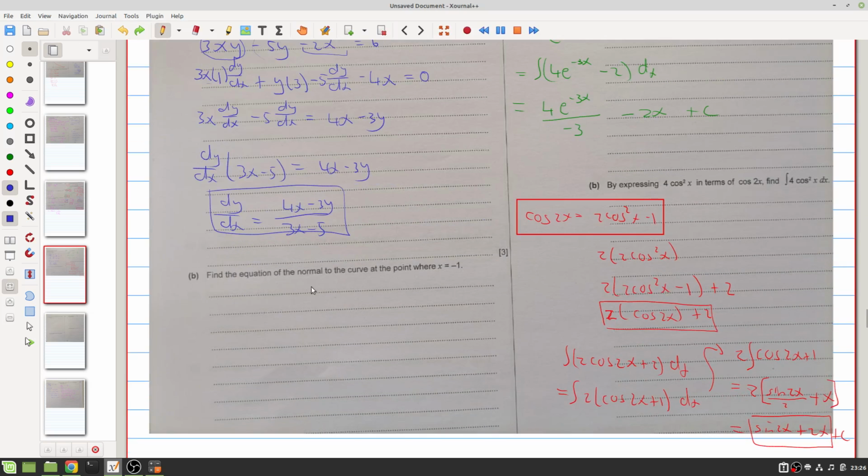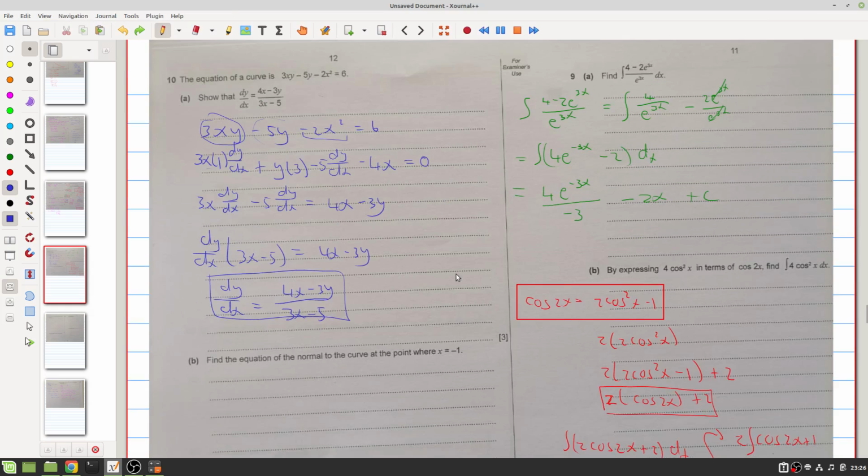Okay, now find the equation of the normal to the curve at the point where x equals 1. What does the normal mean? That's the opposite of a tangent in some sense, right? So let's say we have a curve. Then if we add a tangent to the curve, it would be something like that.